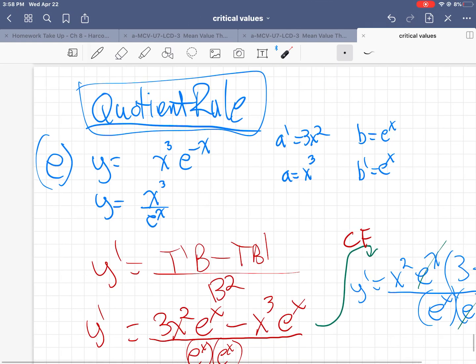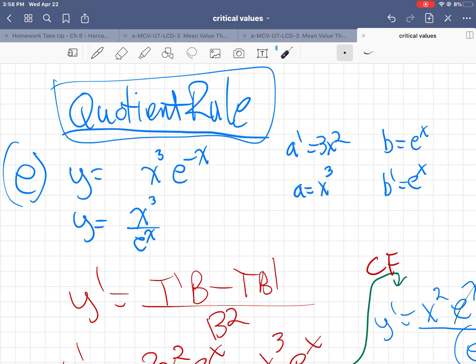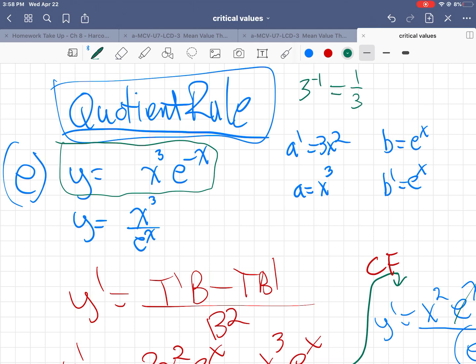Okay, the quotient rule. Let's go down to here for the quotient rule. And I know I'm going through these fairly fast. So, how do we do the quotient rule? Well, the first thing I want to share with you is that this one looks like you would do a product rule to it, right? But if you have the number 3 to the negative 1, what's another way of writing that? 1 over 3, because it means 3 divided by 3 once. That's what 3 to the negative 1 means.